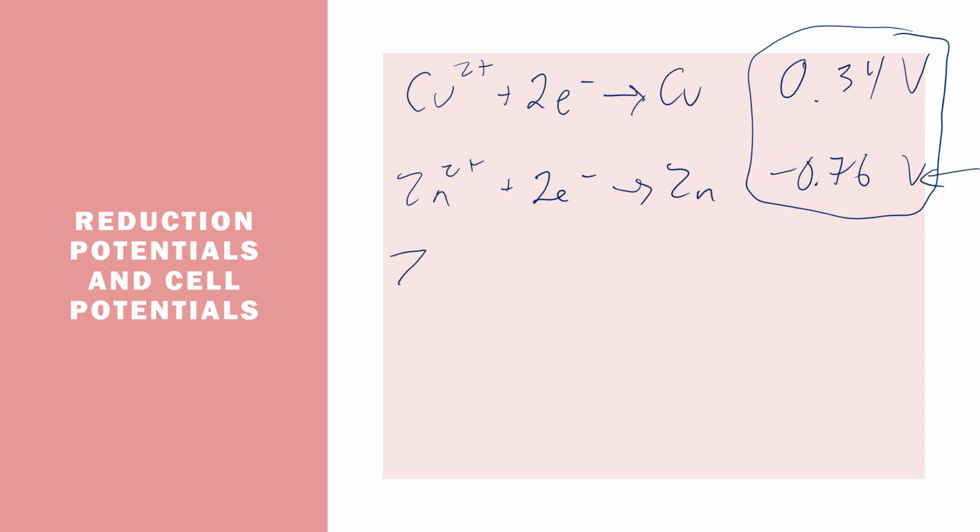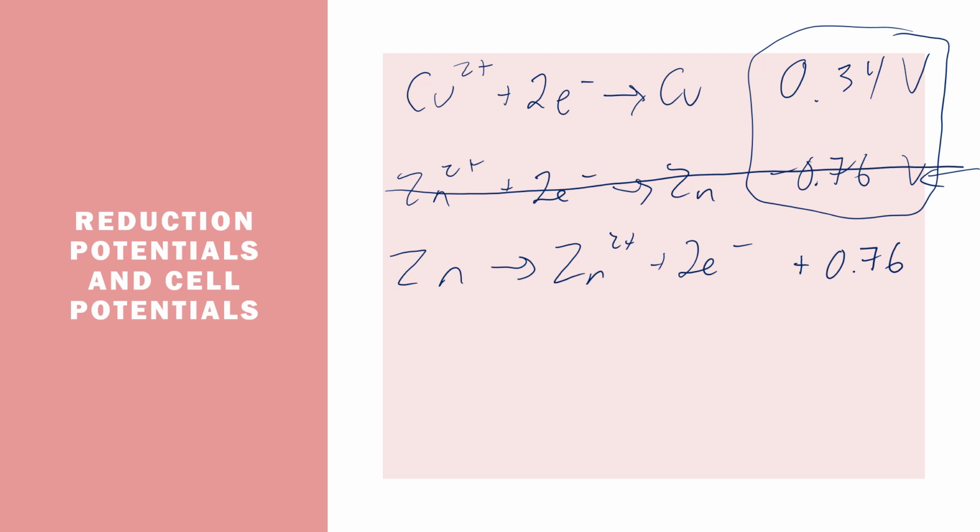So I'm going to rewrite this reaction. Zinc goes to zinc ions plus those two electrons. When I flip the reaction, I will flip the sign on the cell potential. Now this is important. I'm going to go ahead and cross that out because I used it. We always talk about adding up the electrons or adding up the reactions as long as the electrons are matching. It works in this case, which is great.